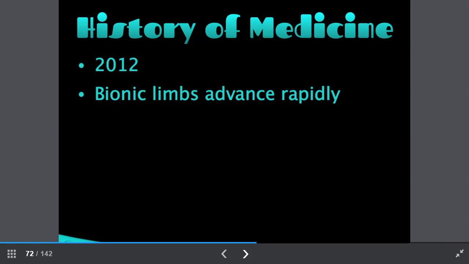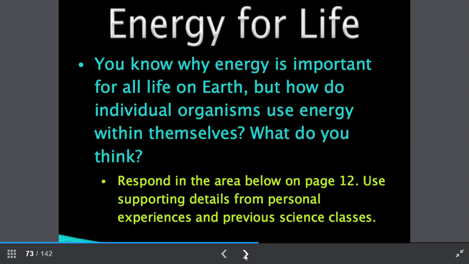So you should have information to complete the chart on page 11, which takes you through the history of modern medicine. Go ahead and turn your page in your book to page 12, and let's talk about the energy needed for life. A lot of this should be a review from what we just covered in our ecosystems unit, using our food webs and our food pyramids.